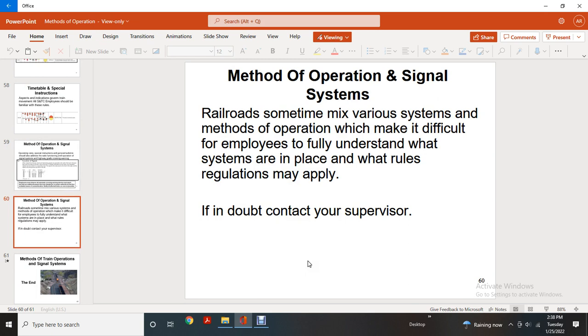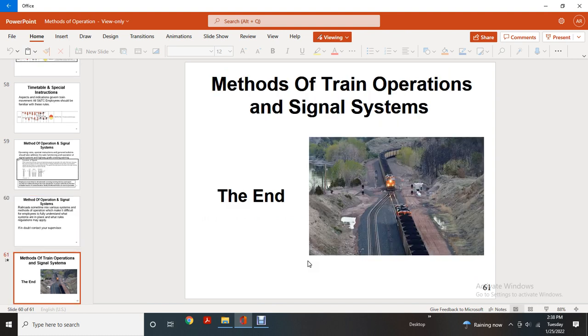Railroads sometimes use various systems as the method of operation, which can make it difficult for employees to fully understand what system is in place and what rules and regulations may apply. If in doubt, contact your supervisor. This has been Methods of Train Operation, Signal Systems. The end.